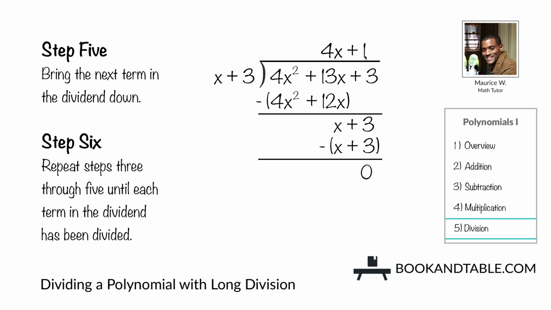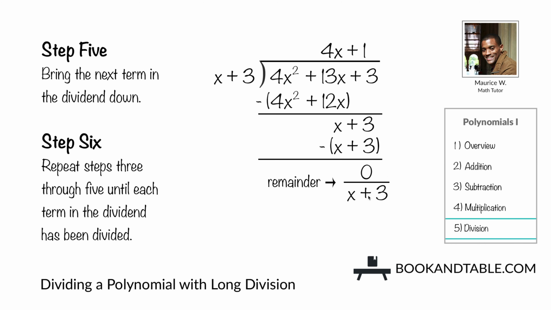We'll then multiply this answer times the divisor, giving us 1 times x, which is x. 1 times 3 is 3. And then we'll subtract this product from the dividend, giving us x minus x, which is 0, and 3 minus 3, which is 0. And now that we've gone through each term in the dividend, we have our answer 4x plus 1 with the remainder of 0 over x plus 3.